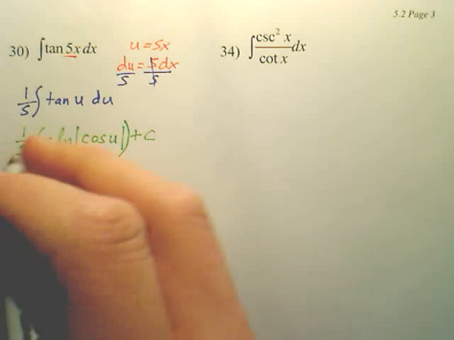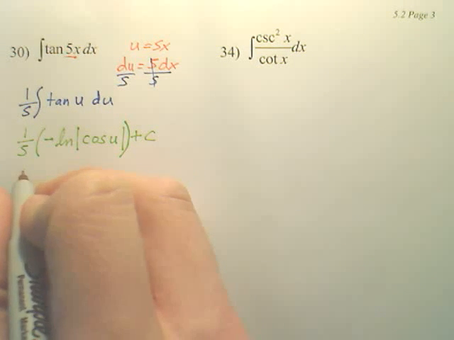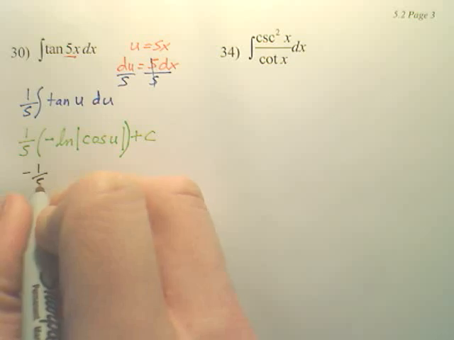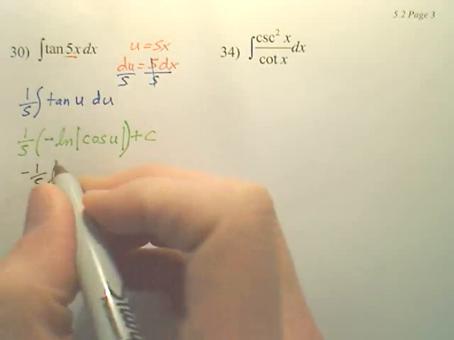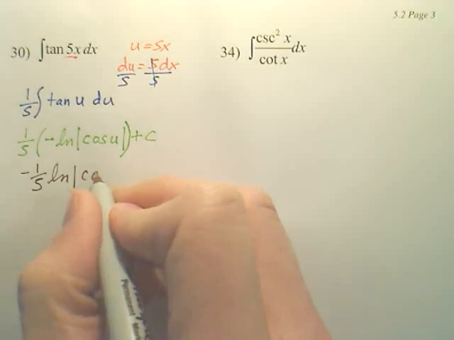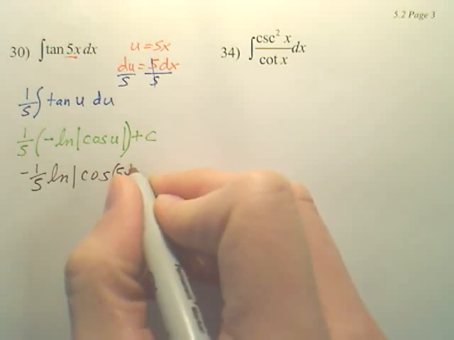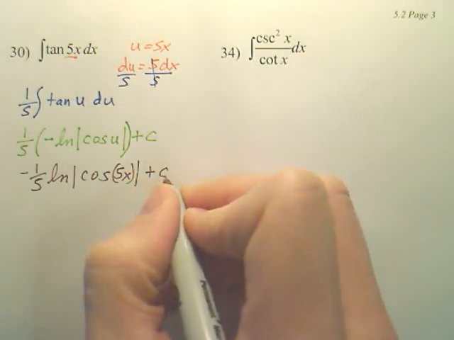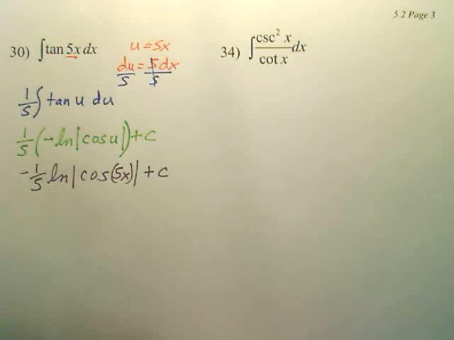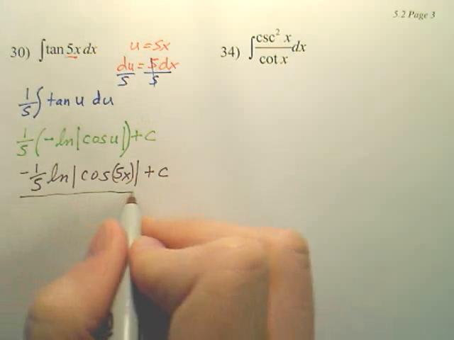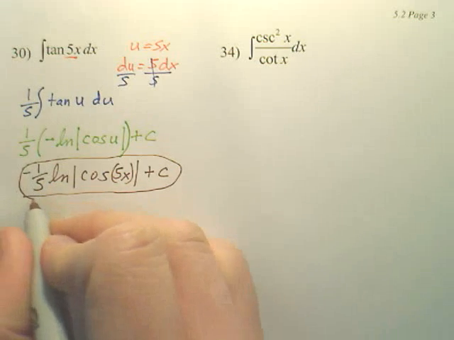And from there, you get negative 1/5 ln cosine, and u is 5x, plus c. That would be your answer to the integral.